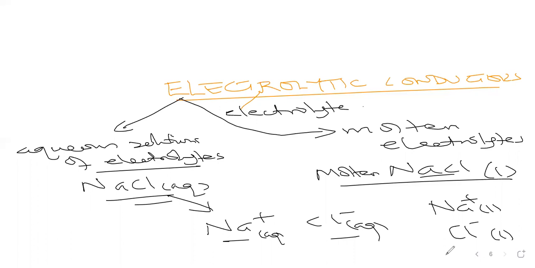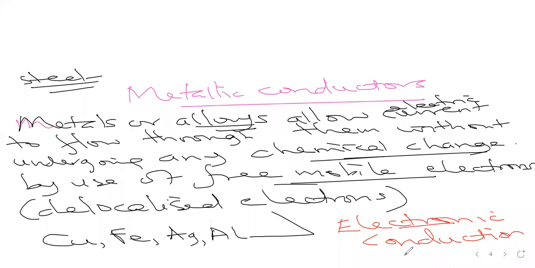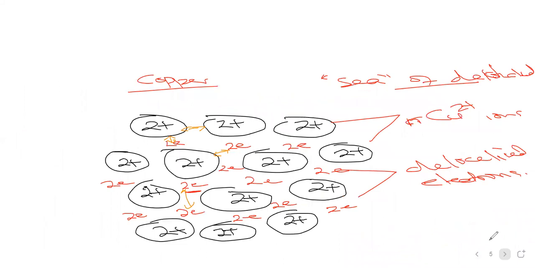So most of the molten electrolytes are compounds, and they conduct electricity using free mobile ions. Their mode of conduction is what we call electrolytic conduction. The mode of conduction of metallic conductors, we called it electronic conduction, if you haven't forgotten. Are we together? Yes, teacher.